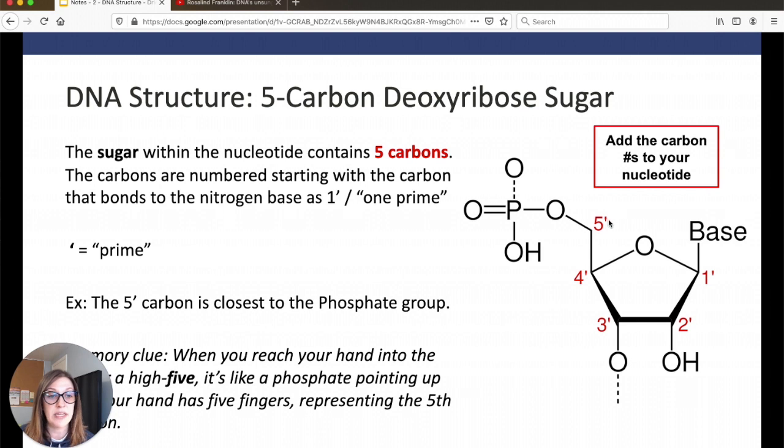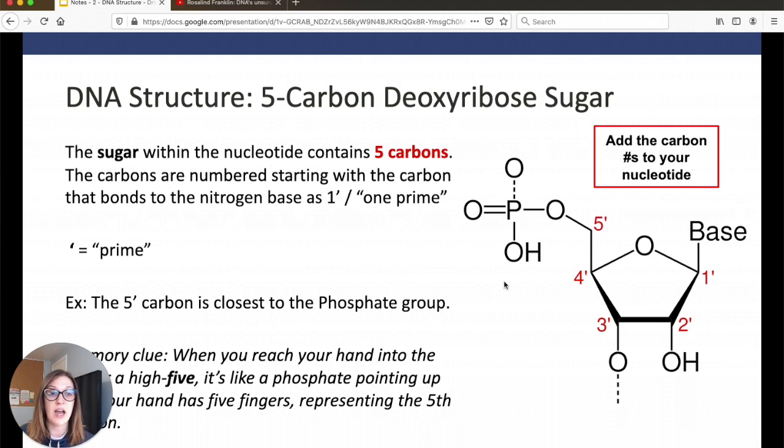And this symbol here, this asterisk or this apostrophe, represents the word prime. So we call this 1 prime, 2 prime, 3 prime, 4 prime, 5 prime. So the 5 prime carbon of this sugar is close to the phosphate group. And so a memory clue, and this is important, this is something you need to know.